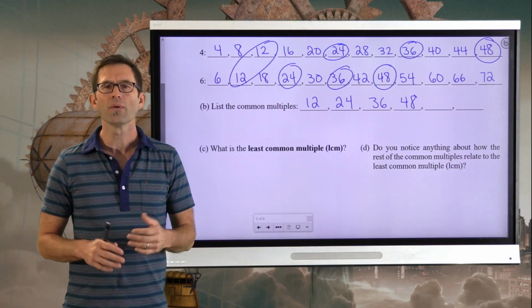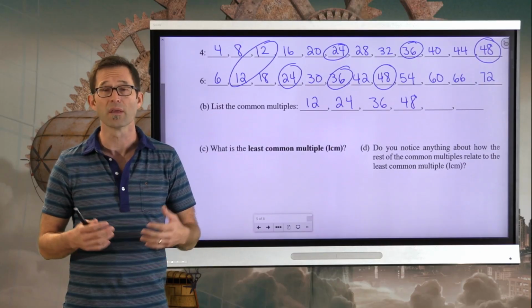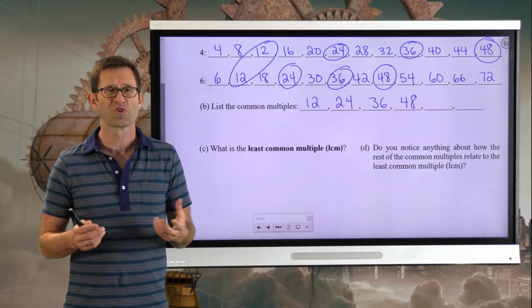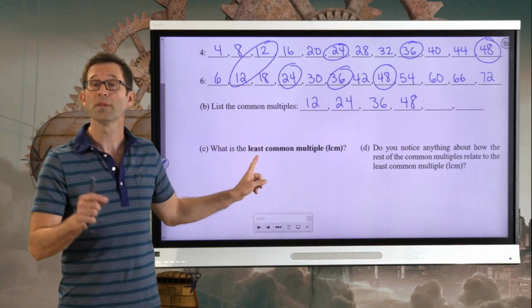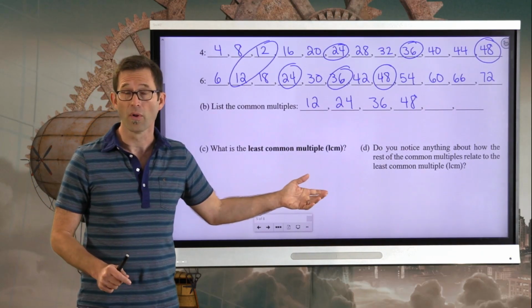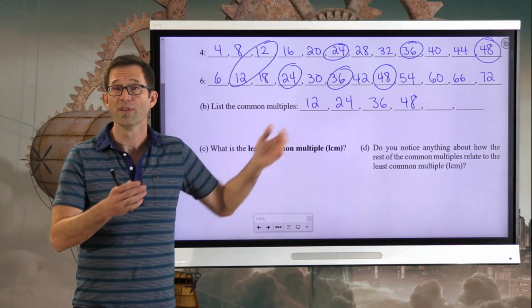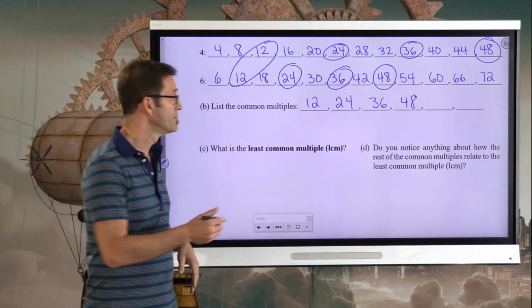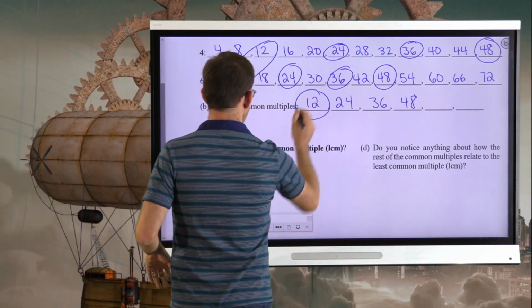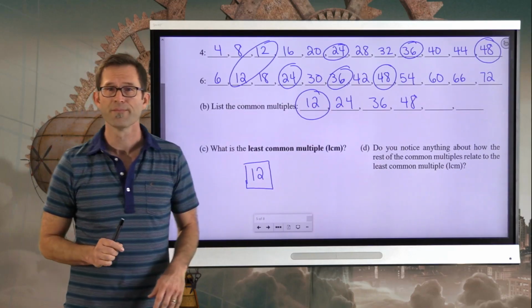All right, well, a lot of times there can be terminology in mathematics that can be confusing, that can be strange. Always try to make sense of it. Least, that means the smallest. Common multiple. I want the smallest common multiple of these two numbers, and that happens to be the number 12. That is the least common multiple of 4 and 6.